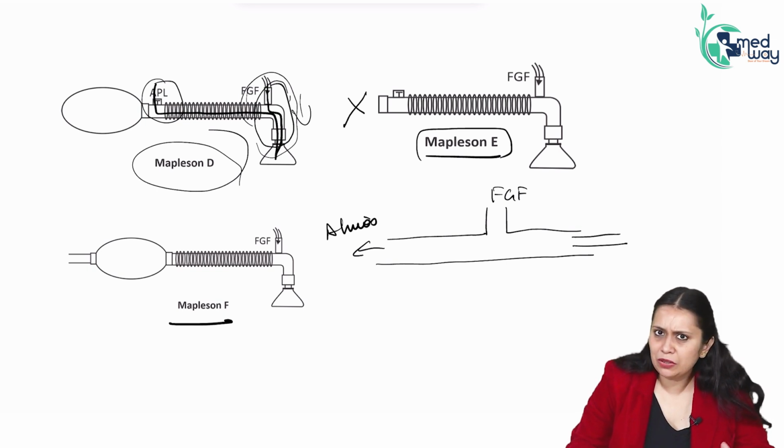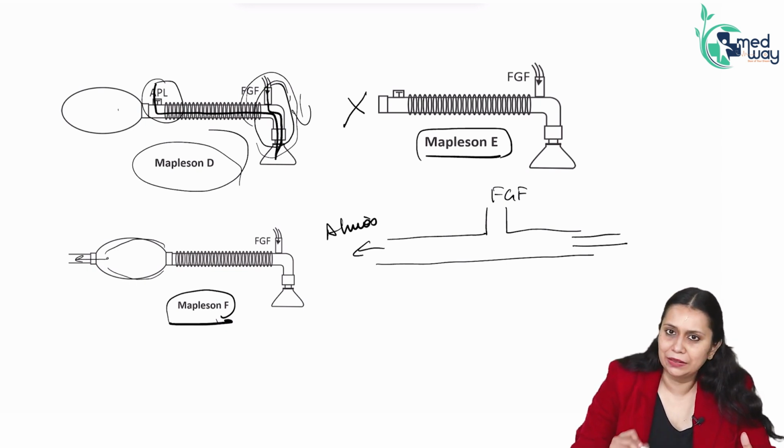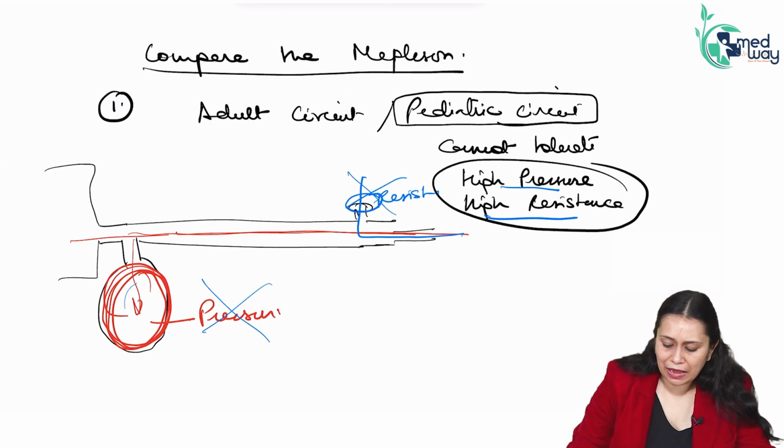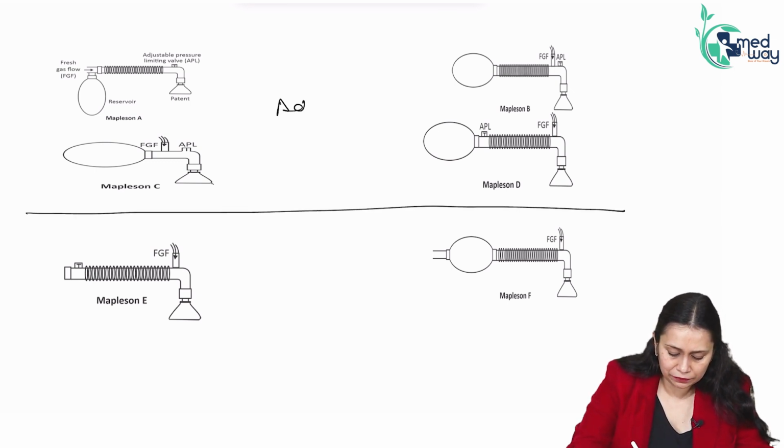And E was not very beneficial. I will talk about it. It was modified in the form of F. So F circuit also does not have any APL valve as E. Only a bag has been attached. This bag is open to atmosphere. This is not a closed bag like D or A. It is a bag open to atmosphere. So E and F are pediatric. So remember, Mapleson A, B, C, D are adult circuits. E and F are pediatric.